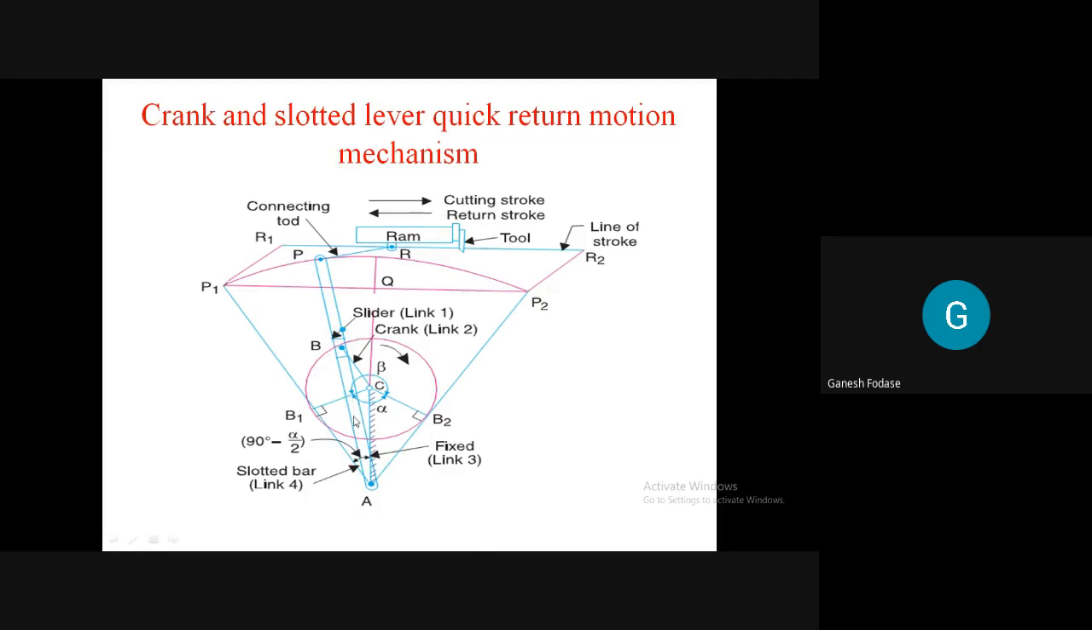So it forms a prismatic pair. Which are the 4 pairs? Turning pair between 2 and 3, turning pair between 3 and 4, then turning pair between 2 and 1, and sliding pair between 1 and 4. Okay, so these are the 4 lower pairs. Now, how it works? It's very simple.